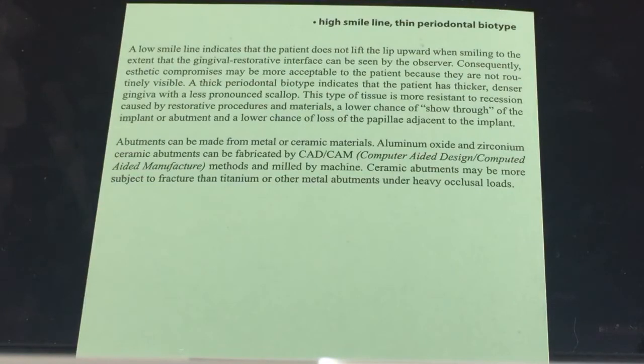Abutments can be made from metal or ceramic materials. Aluminum oxide and zirconium ceramic abutments can be fabricated by CAD/CAM, computer-aided design and computer-aided manufacture, methods and milled by machine. Ceramic abutments may be more subject to fracture than titanium or other material abutments under heavy occlusal load.